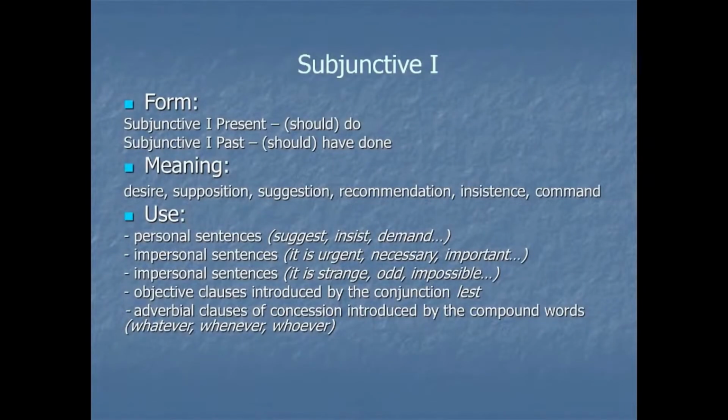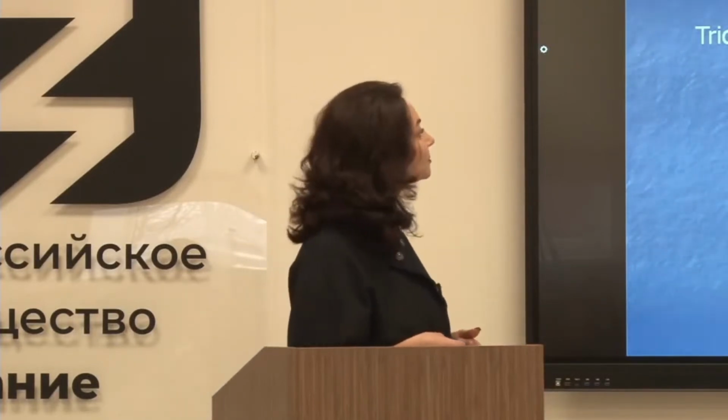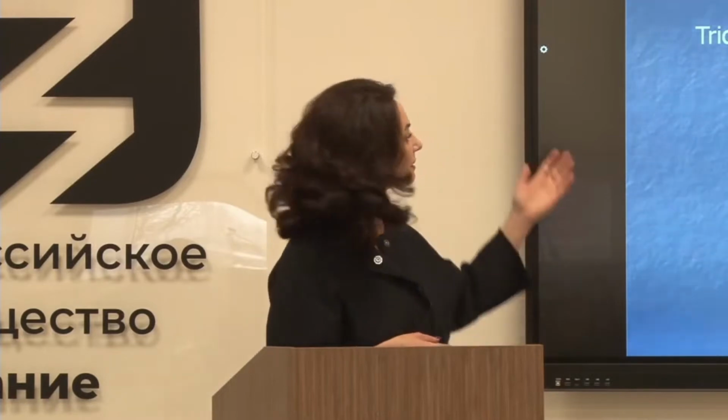So the category of mood expresses the connection between the process denoted by the verb and the actual reality. So presenting the action itself or presenting the situation as being real on the one hand and as being an imaginary phenomenon on the other hand. And this is the sphere of application of the oblique mood. Traditionally, the following subtypes are discriminated. You can see them on the screen.